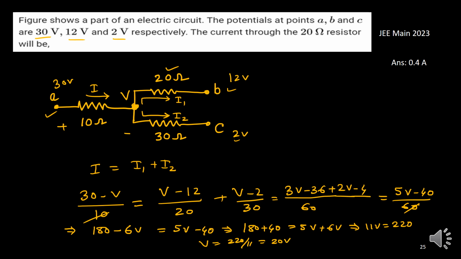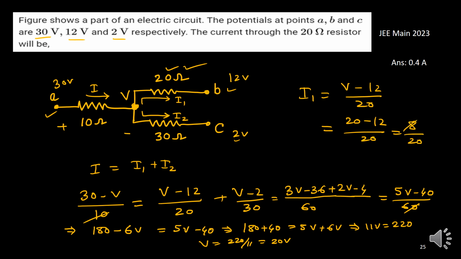Now it is done. So what is the current flow through this 20 ohm, that is your I1. I1 is V minus 12 by 20. So what is the value? So it is 20 minus 12 by 20. So this value is 8 upon 20. So this is 4 upon 10. That means 0.4 ampere. Okay, this is the answer.